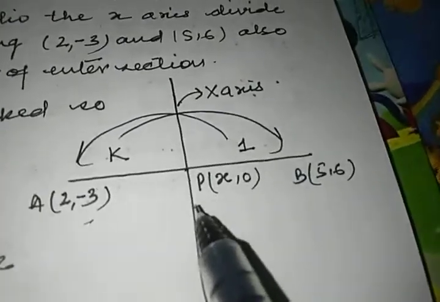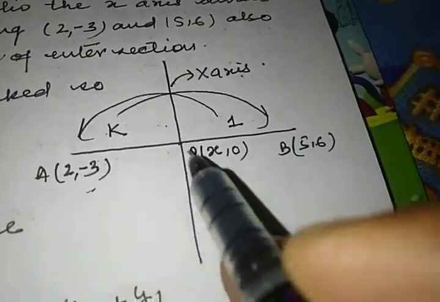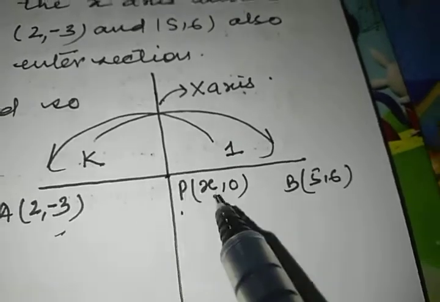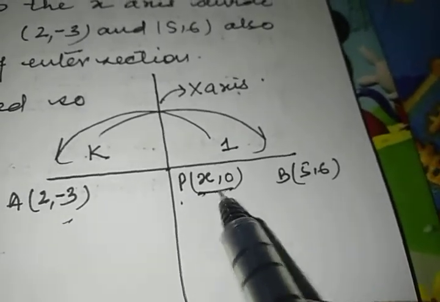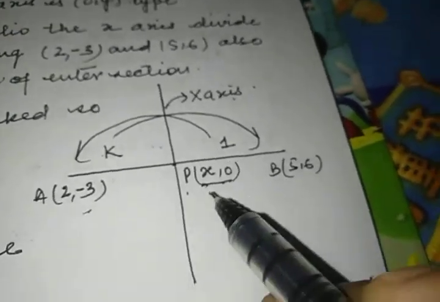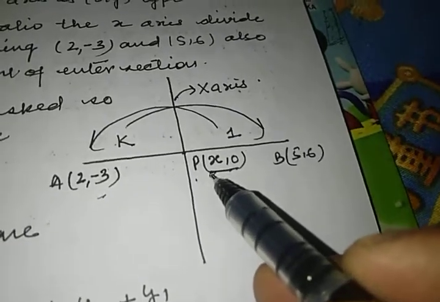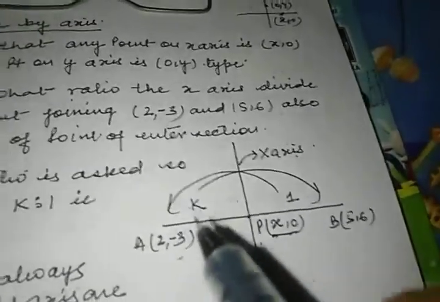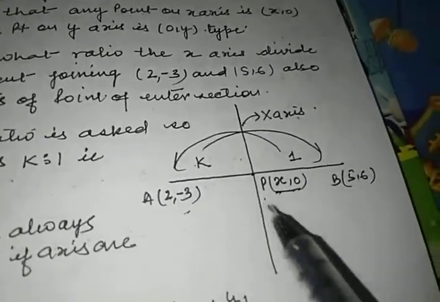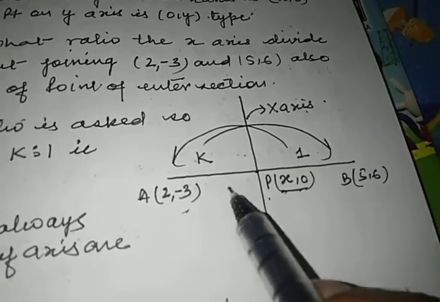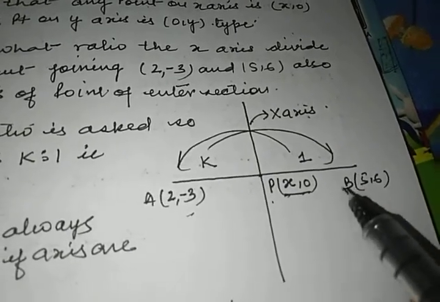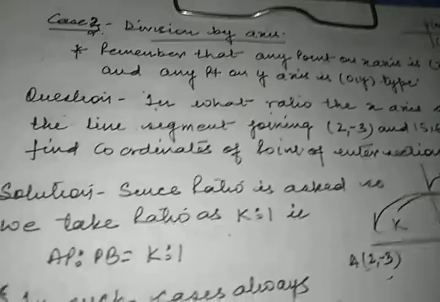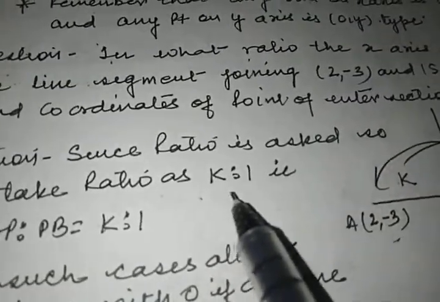Okay. So this is the point of intersection P. Now this point lies on the x-axis, so it will be of the type (x, 0). This is very important, how to locate the point. Okay. So now since they are asking the ratio, I told you earlier that if the ratio is asked, we'll always consider the ratio k:1. So here the ratio will be taken as k:1.